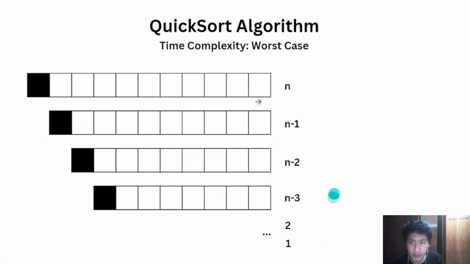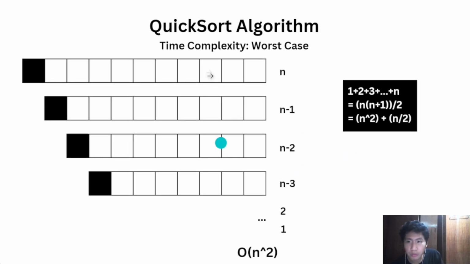So now for the worst case, when the provided array is already sorted, let's assume that it is in ascending order. So we do n operations, but only the pivot is sorted until the end. So the equation goes like this: 1 plus 2 plus 3 and so on plus n, which makes it n squared plus n over 2. Therefore, the worst case time complexity is big O of n squared.